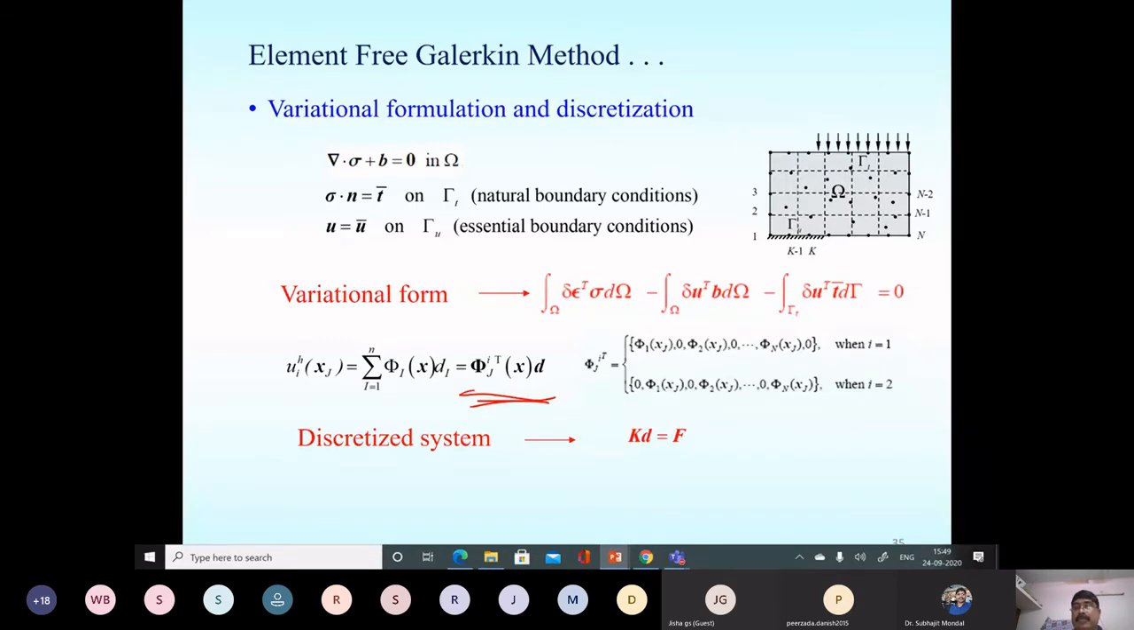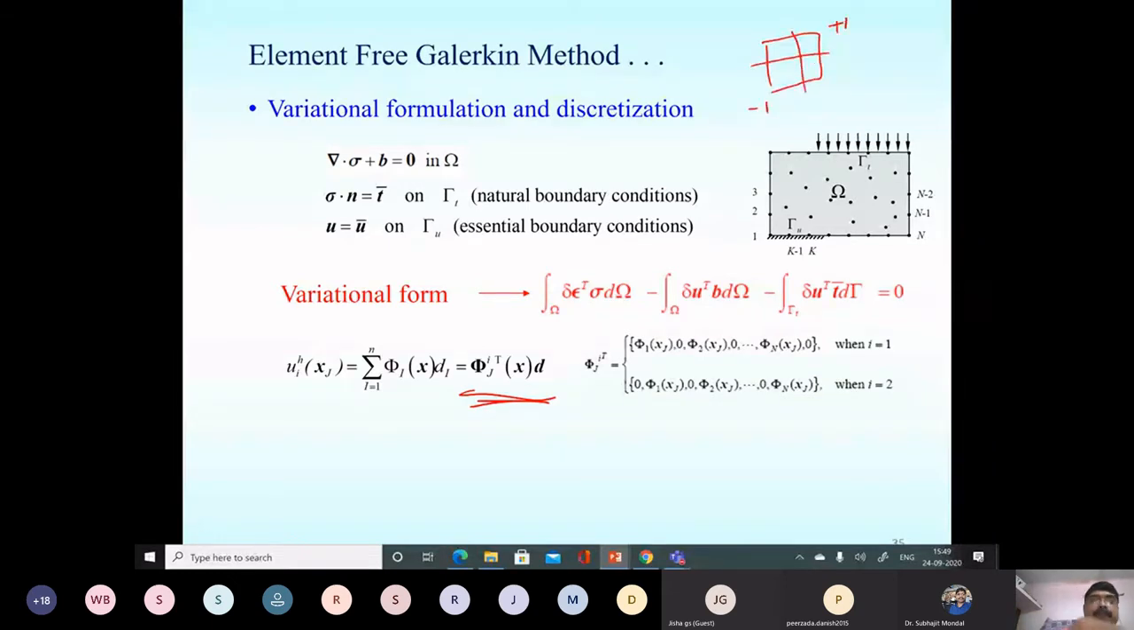In that case, you need to have a cell, because Gauss quadrature is defined from -1 to +1, which means it is defined within a cell. For that purpose alone, in EFGM, the element-free Galerkin method, you define a background cell. It doesn't have to coincide with the nodes used for displacement approximation. The nodes used here are different from the background cell.